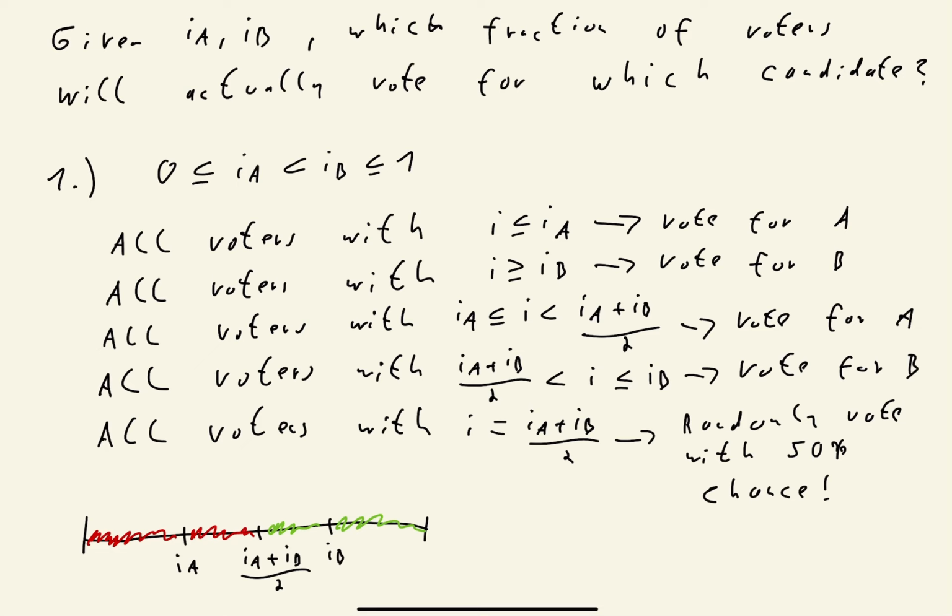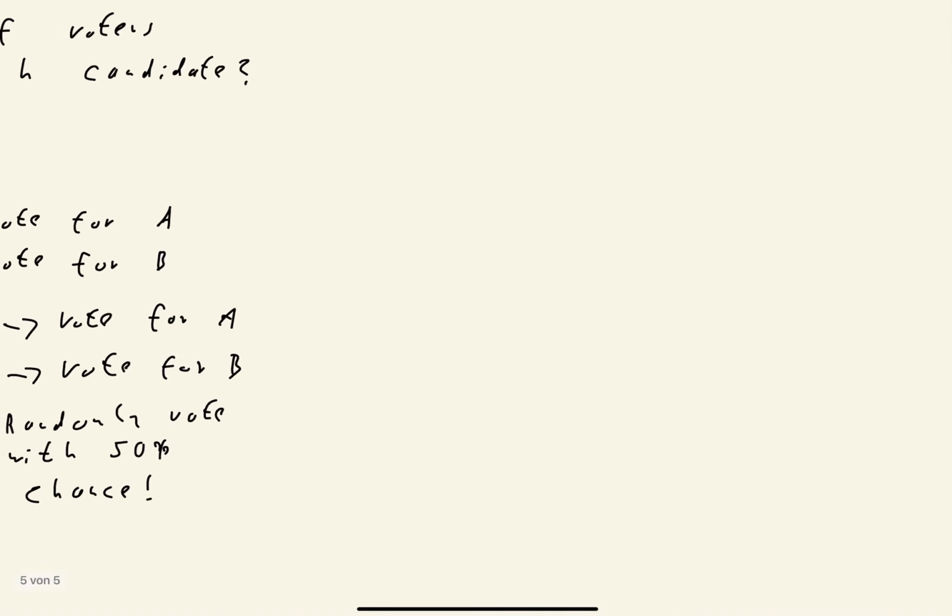Okay, so those individuals vote with 50% probability. So they mix between the candidates with equal probabilities. So let us sum up the information that we have. The vote shares of the candidates depending on IA and IB are given by the following.